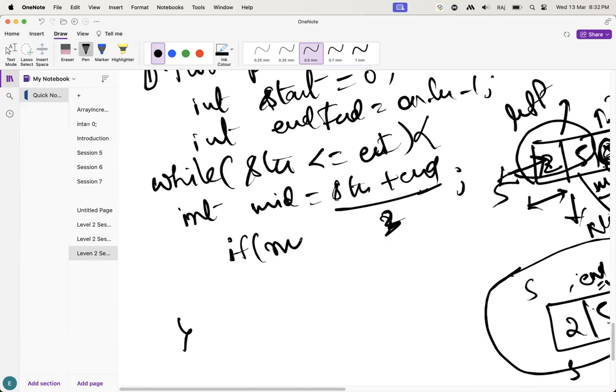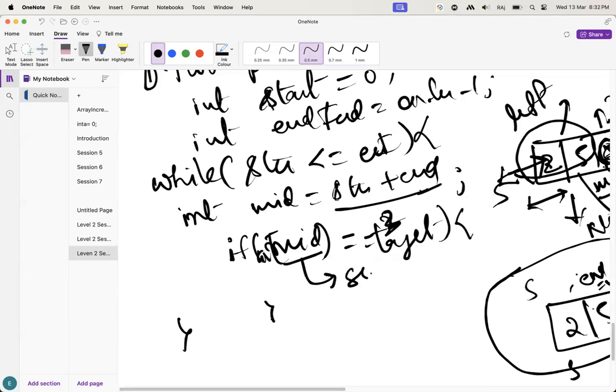If the mid element of the array equals the target, guys, what does that mean? If target, that means mid is the index, right? System.out.println we have found it. Guys, after that, do we need to continue the iteration once we found it? No need. So that's why I have given a break.